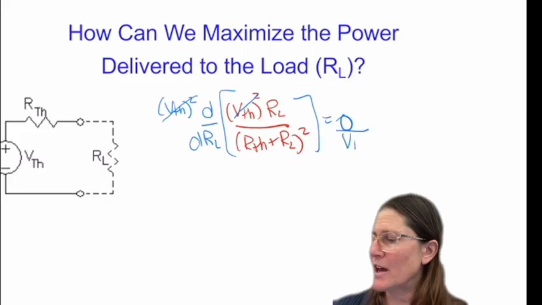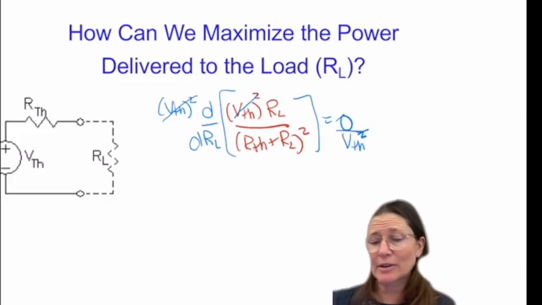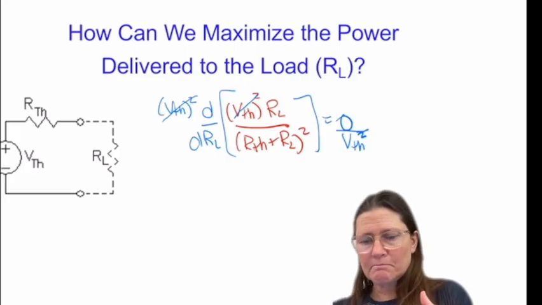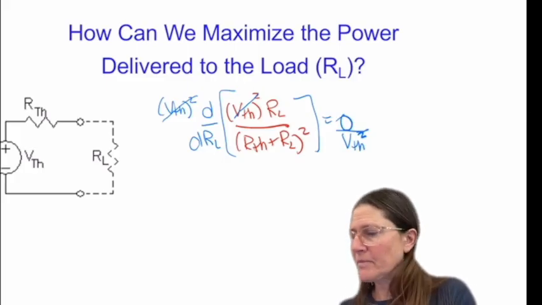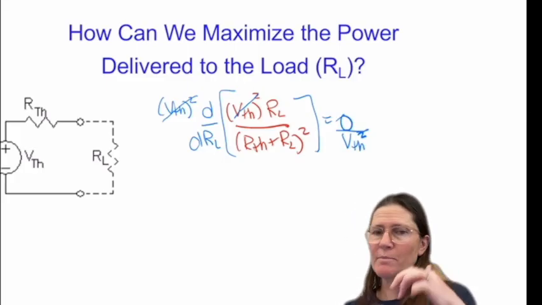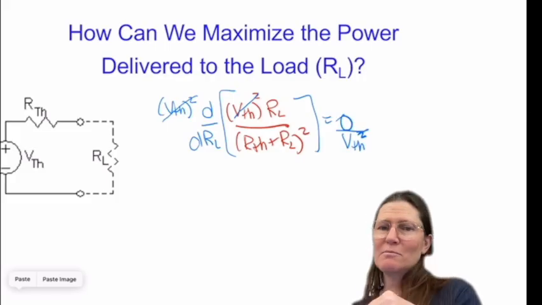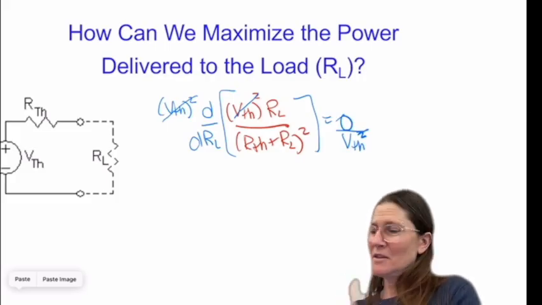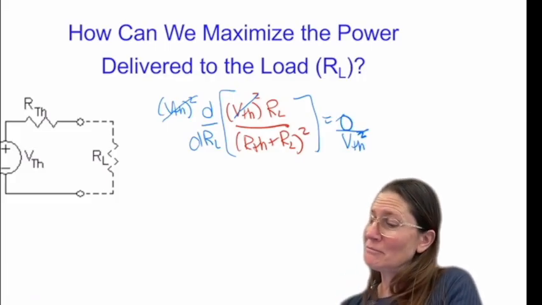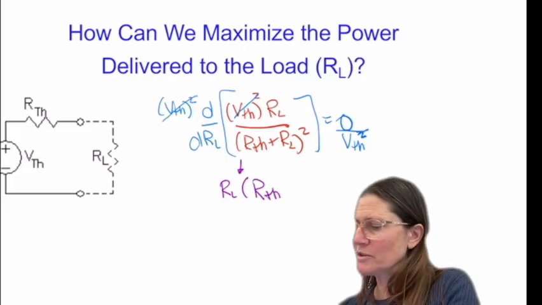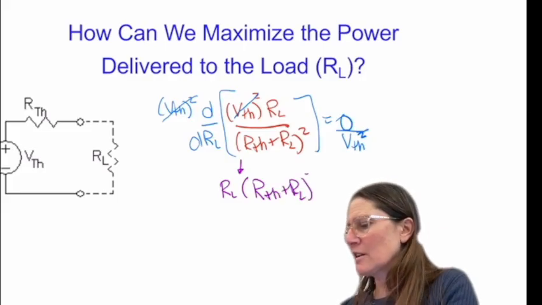So if I divide that here, VTH squared, that hopefully is easy to, yes, it goes to 0. So then I have to use, because I have RL on the top and I have RL on the bottom, so I have to take the derivative of the first, multiply it by the bottom. So I could rewrite this as RL times RTH plus RL to the -2.